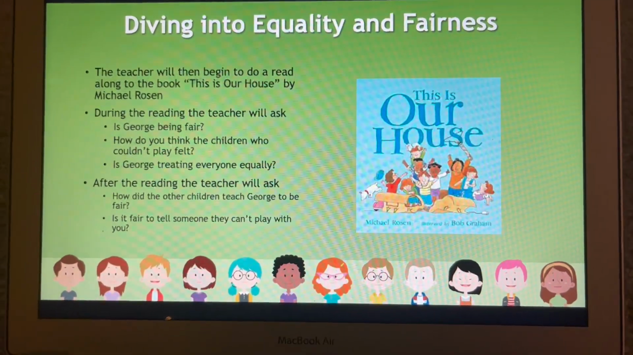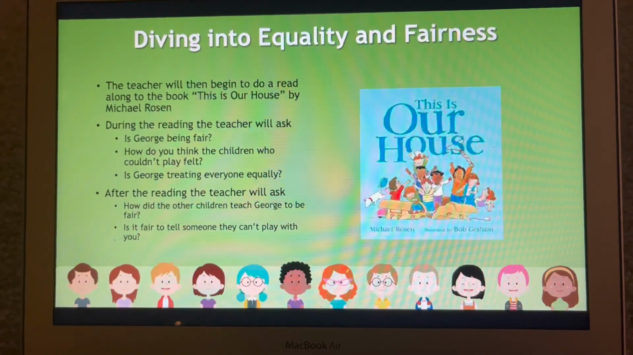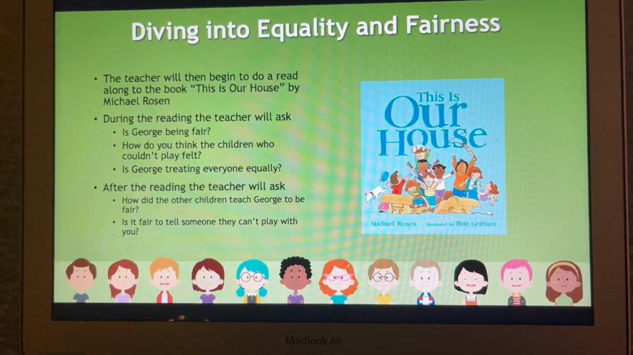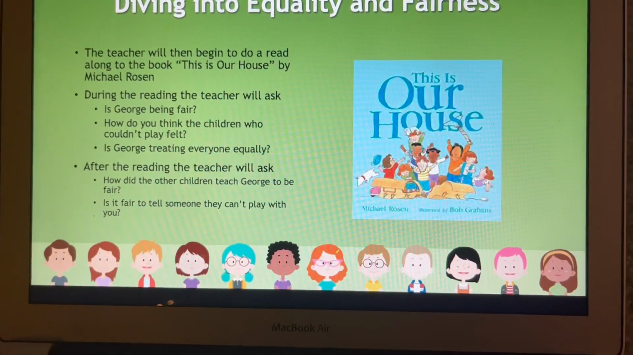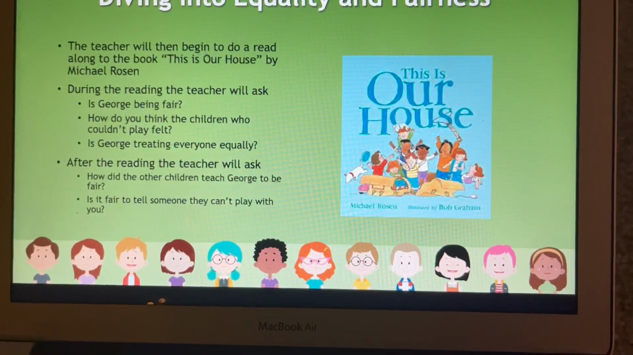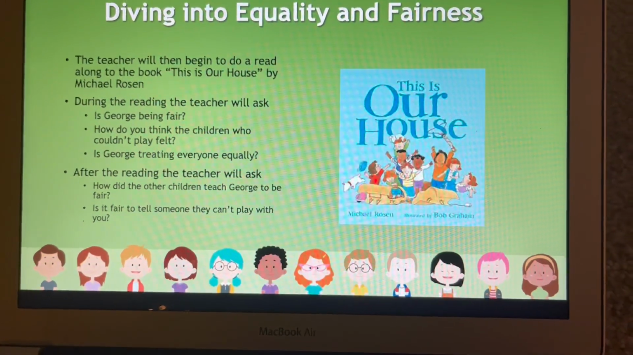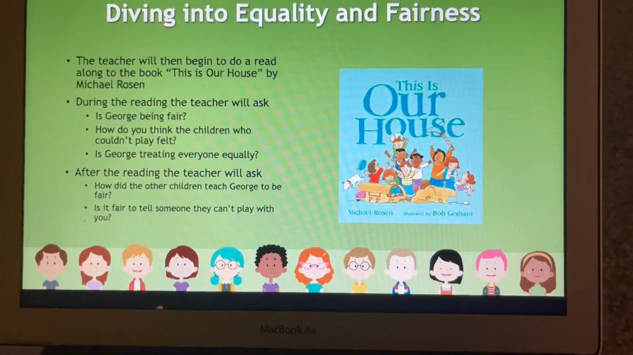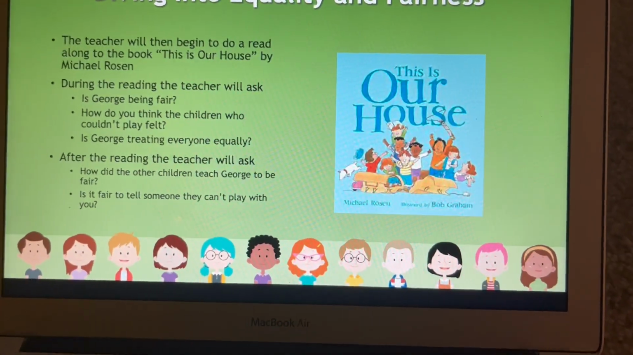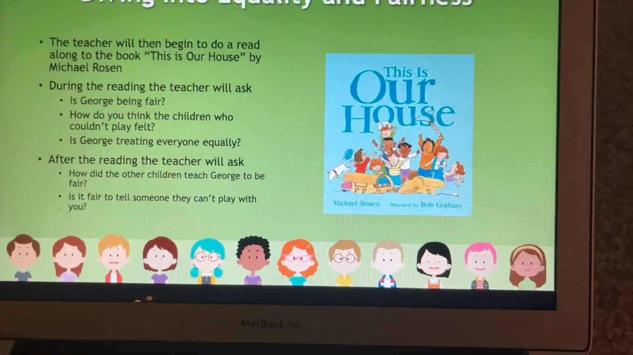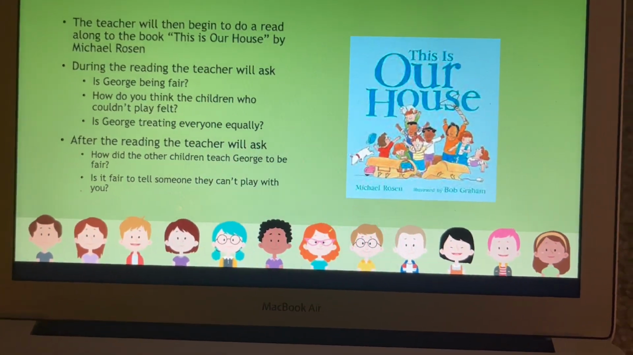After that, we would dive into the overall lesson plan, and we would do that through a book called This Is Our House. I would do a read along, so the students can read along with the teacher and understand what the book means. Basically, this reading is about one student telling his peers that they aren't allowed to play in his house. He's not being fair. He's not treating them equally. He's saying you can't play because you're twins, you can't play because you're a girl, things like that.